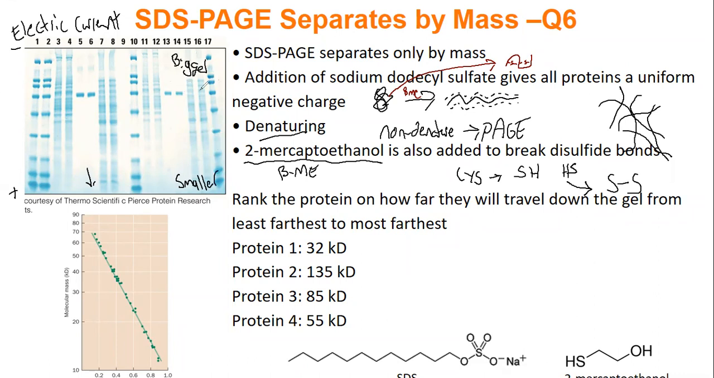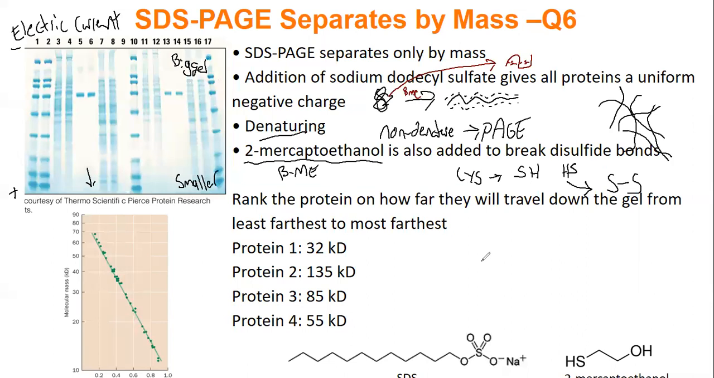So this is the opposite of gel filtration. In the gel filtration column, big things came out first, small things came out last. In SDS-PAGE, small things go to the bottom, big things stay at the top.